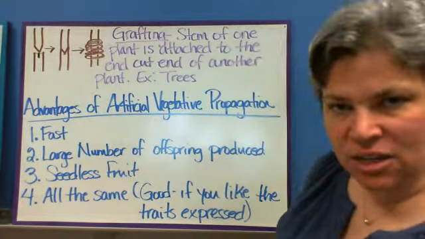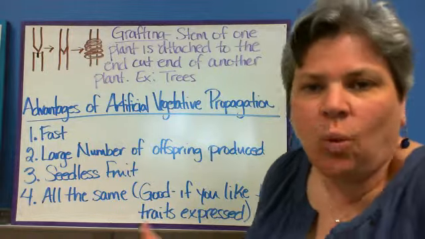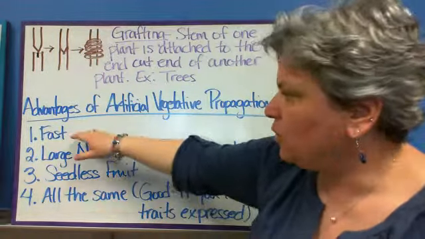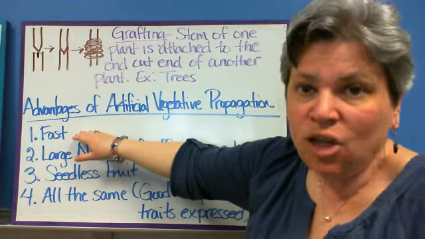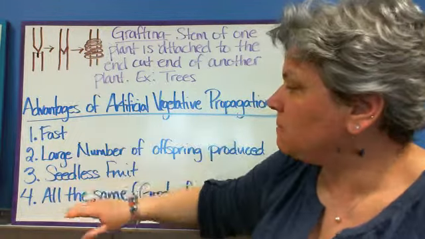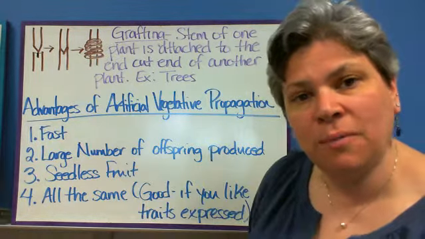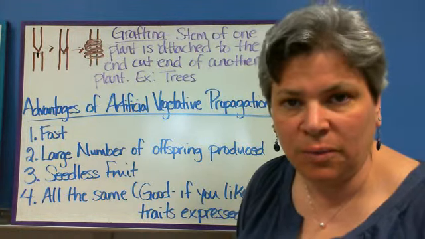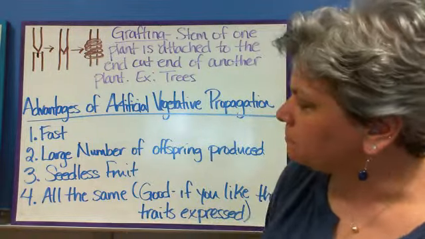So what are the advantages of artificial vegetative propagation? Why go through and do these cuttings or graftings? Why bother taking the time? First of all, because it's fast. You don't have to wait for things to grow from a seed. You don't have to wait for fertilization. You will get a very large number of offspring produced because, remember, it is a type of asexual reproduction. It is a type of mitosis, and that happens very quickly.